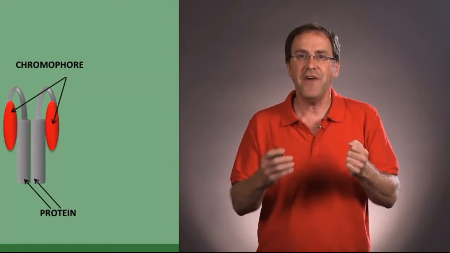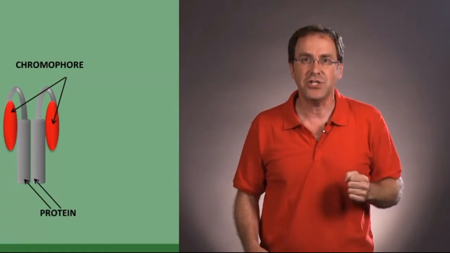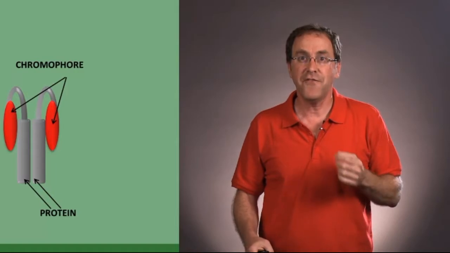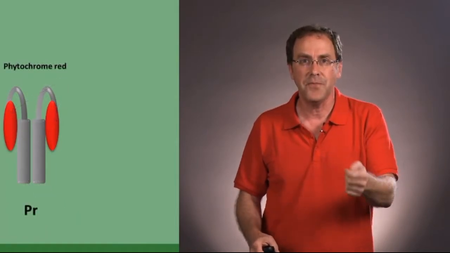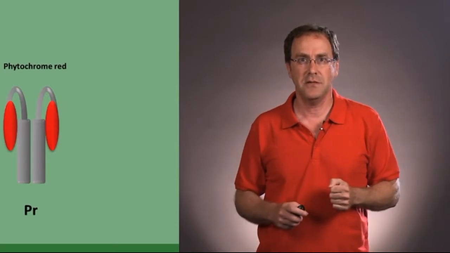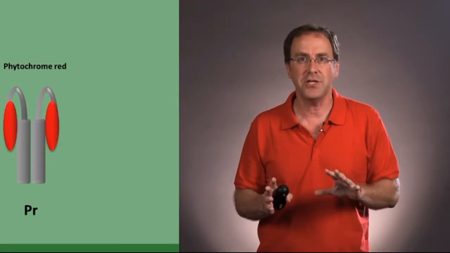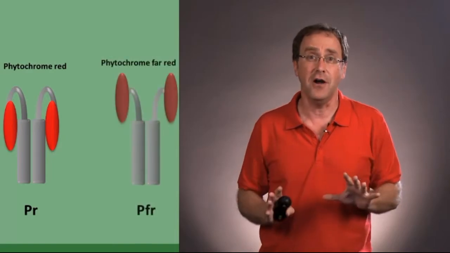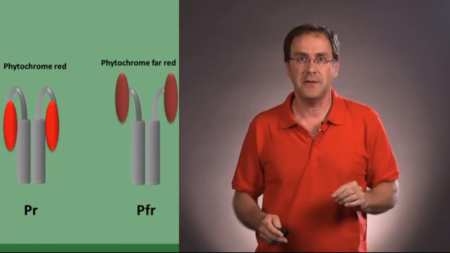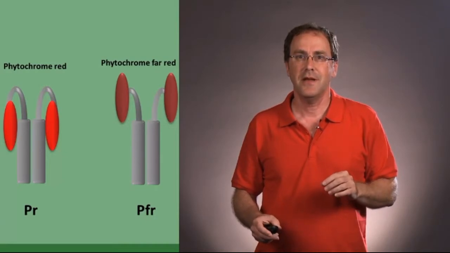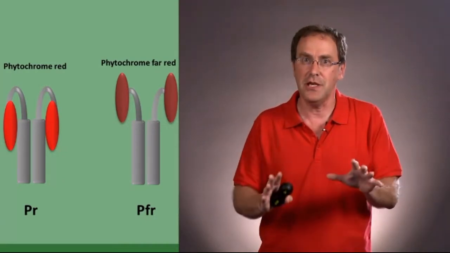And that's because it can be found in one of two conformations in the cells. When it's in the first conformation, which we're going to call PR, phytochrome red, it absorbs red light. When it's in a second conformation, which we're going to call PFR, phytochrome far red, it will absorb far red light. And now here comes the part that gets a little tricky.